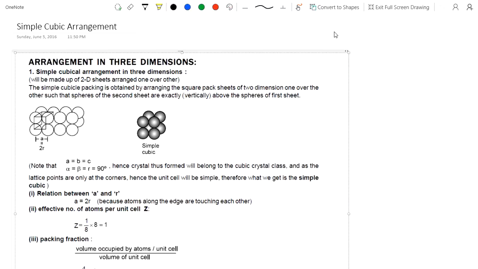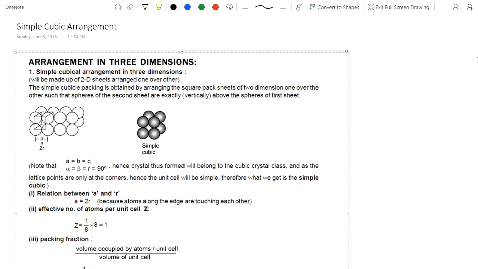Now in this video we are going to talk about simple cubic arrangement. This is the first arrangement in 3 dimension that we are going to discuss. The basic structure arises by packing the atoms in 3 dimension as follows. So the first layer that we create is the square packing in 2 dimension that we had earlier created.